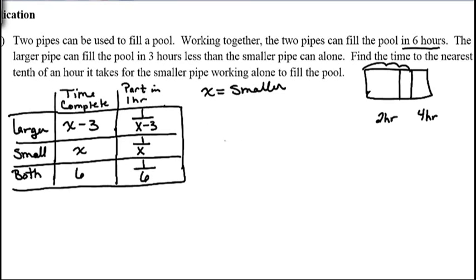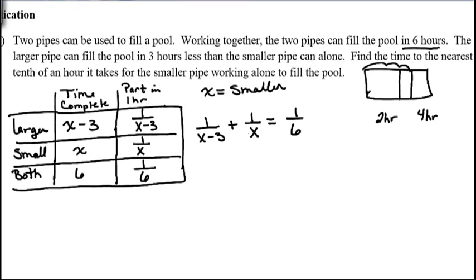So we're going to write an equation for what they can do together in an hour. So that would be the part that the larger pipe can do in 1 hour, 1 over X minus 3, plus the part that the smaller pipe can do in an hour, 1 over X. And it's equal to the part that they can both complete in 1 hour, which is 1 over 6.